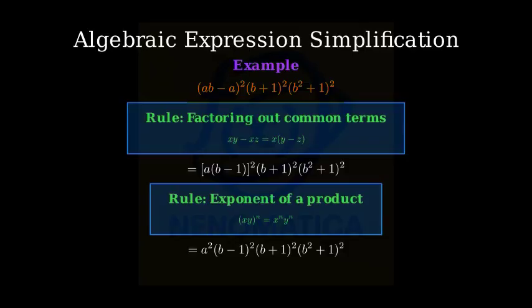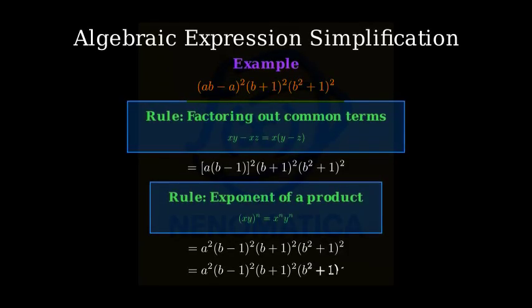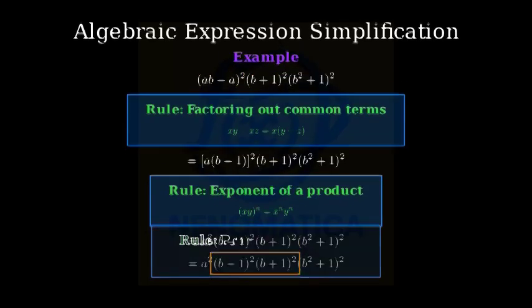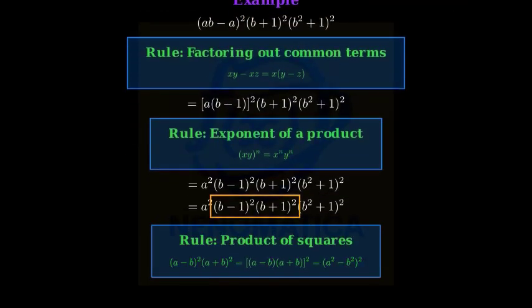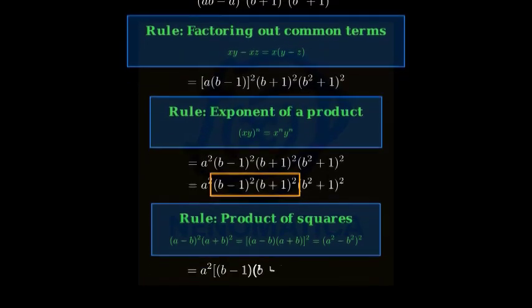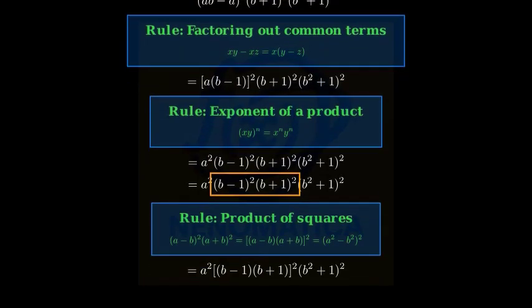Let's take a closer look at the next part of our expression. We have (b minus 1) squared times (b plus 1) squared. We can use the formula for the difference of squares to simplify this. The product can be rewritten as the square of their product.